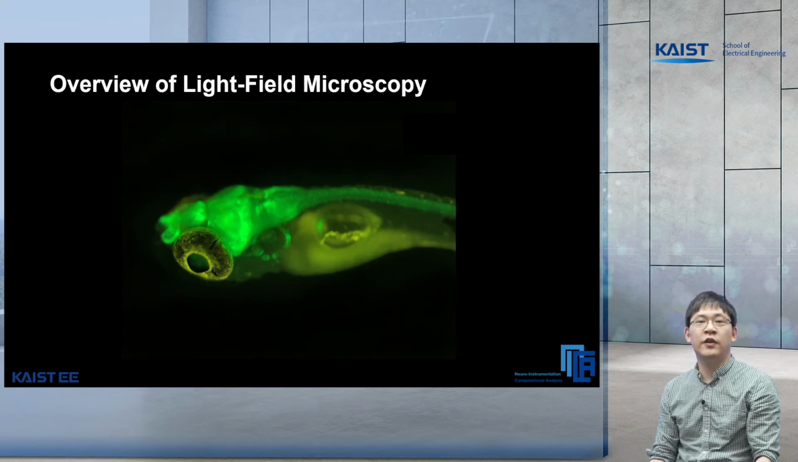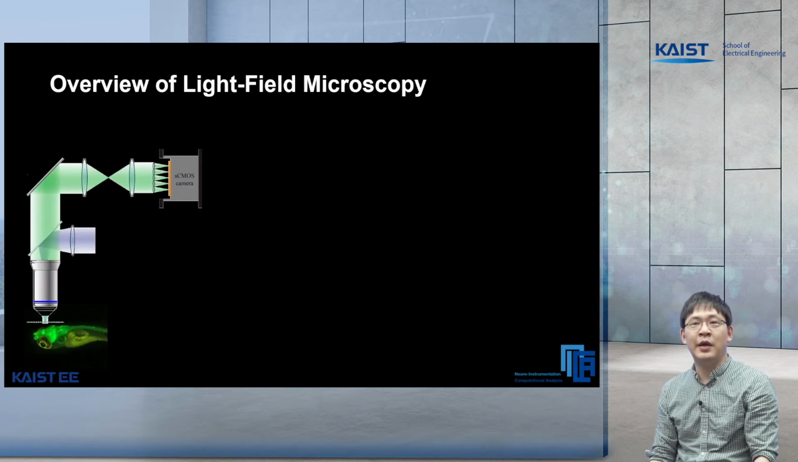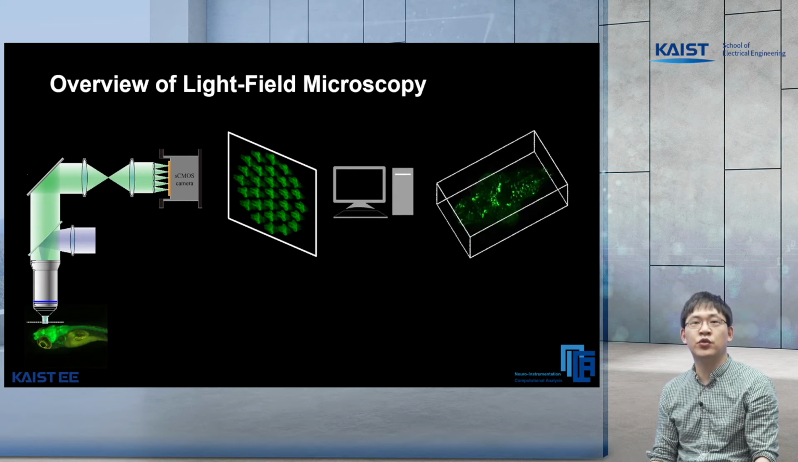So, here's an overview of how it works. This is an image of a tiny fish called zebrafish, which is genetically modified so that its brain glows in green, and each neuron gets brighter whenever it fires an electrical pulse called action potential. We image this fish brain using light field microscope, and the raw image contains multiple projections of the fish brain in different angles. And then we can computationally combine those projections to reconstruct a 3D volume.